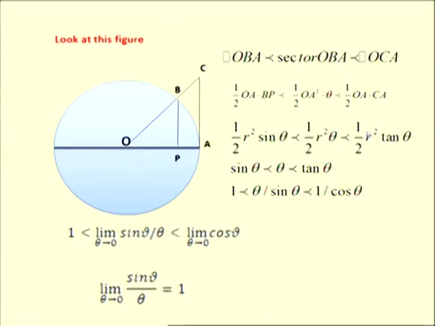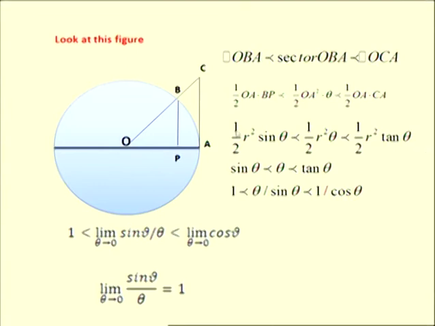Now that is less than 1/2 OA, where OA means R, and CA. CA is this one in the triangle OCA. What is CA? CA is R tan theta. So OA is R, and then R tan theta means R square tan theta. So now we have another expression: 1/2 r square sin theta is less than 1/2 r square theta, and that is less than 1/2 r square tan theta.